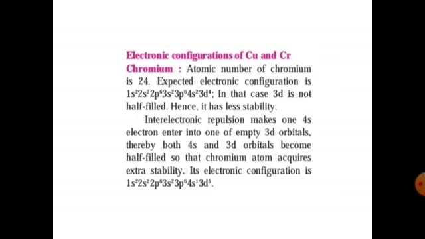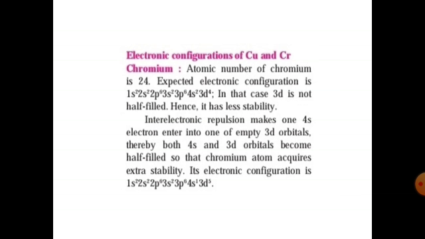Electronic configuration of copper and chromium. Copper and chromium are different cases. Atomic number of chromium is 24. So its expected electronic configuration is 1s2, 2s2, 2p6, 3s2, 3p6, 4s2, 3d4. In this case, 3d is not half filled. See, when 3d gets half filled, when it has 5 electrons, it has extra stability. So inter-electronic repulsion makes one 4s electron enter into one empty 3d orbital.